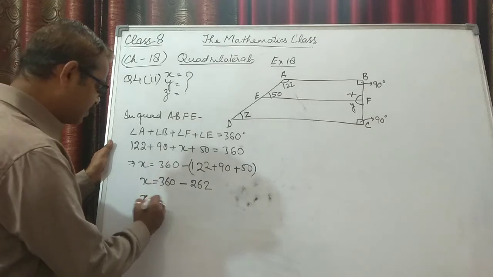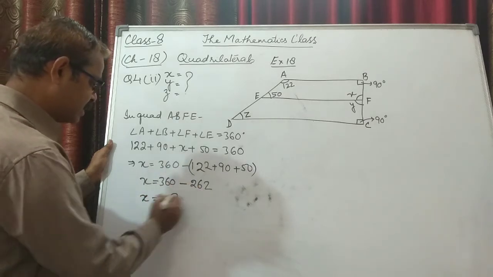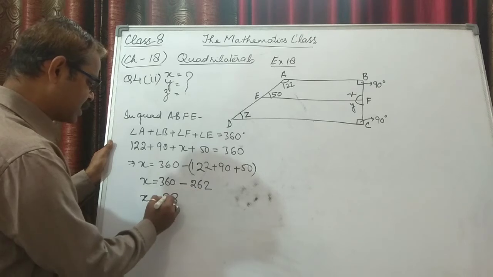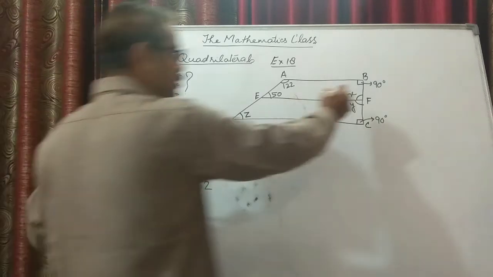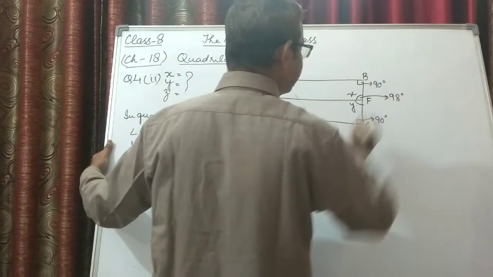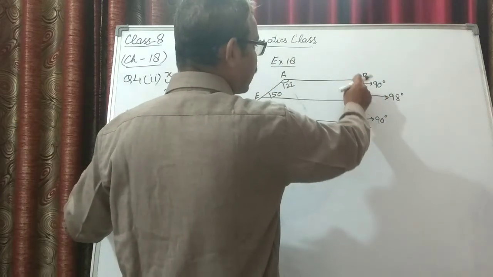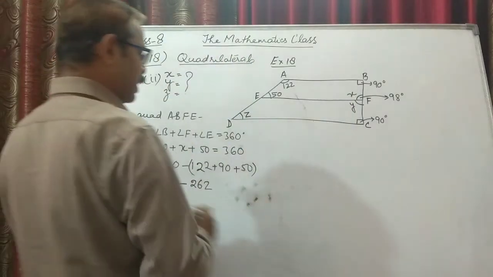So the value of X will be 10 minus 2 is 8, 15 minus 6 is 9, and 2 minus 2 is 0. So 98 degrees is the value of X. This we got as 98 degree. You can see that the total is more than 180, so these lines are not parallel.